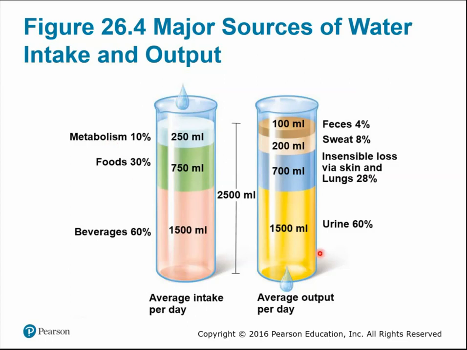So average water output. Right? Remember, we want to try to keep them equal. Urine accounts for most of our water output per day, 60%. Then there's that insensible loss via the skin and lungs, where it just evaporates. You can see some of this moisture loss when it's cold outside and you exhale and you can see your breath, right? That's your body losing a little bit of its moisture through this insensible water loss. Sweat, perspiration can account for about 8%, and then feces about 4%.